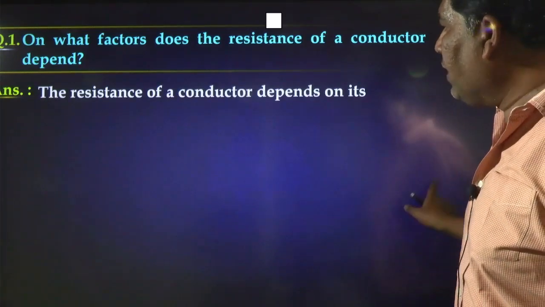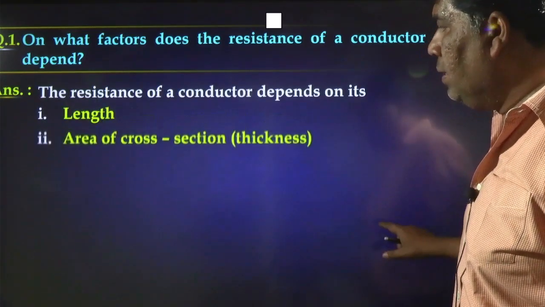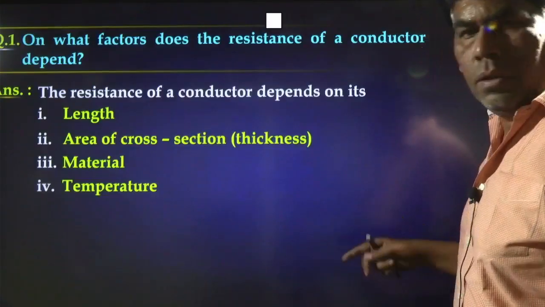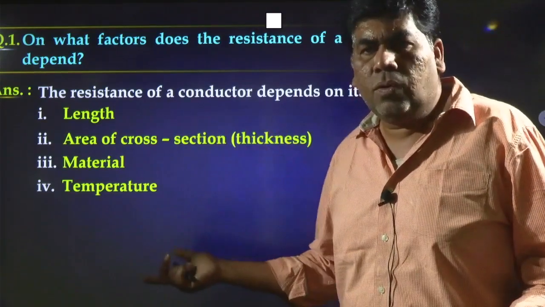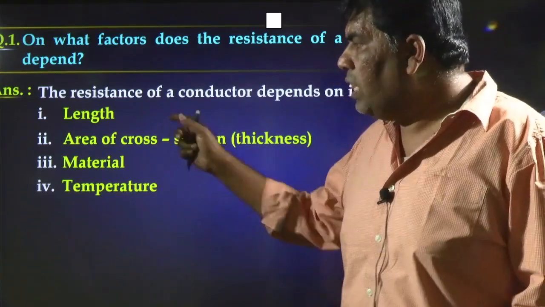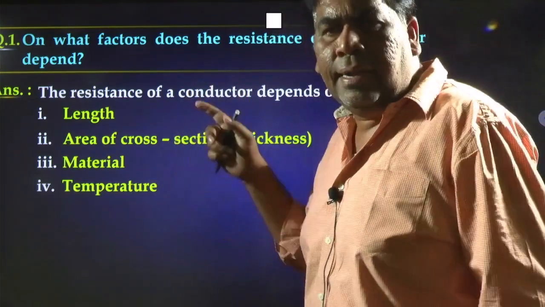So what are the factors, children? It depends on length, area of cross section, material, temperature, and sometimes pressure and humidity also. It will depend on those things also. The main four things are length, area, material, and temperature.